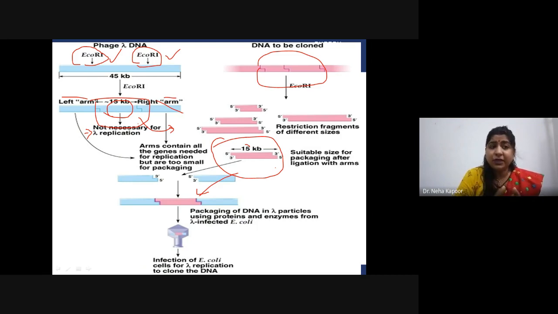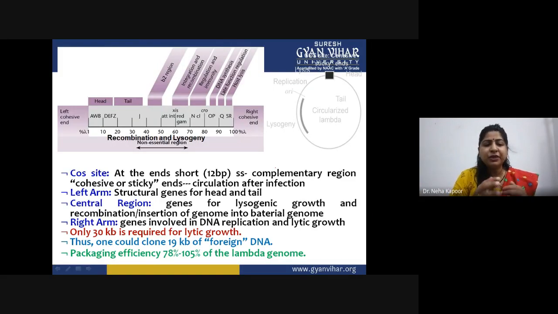And what is happening now is that because we have excised that 15 kb segment, we can accommodate a large DNA insert. In the previous section, I was saying only 3 kb could be accommodated, but now we can increase the insert size by removing a part that is not necessary for replication. As you can see, this is the complete arrangement of genes.